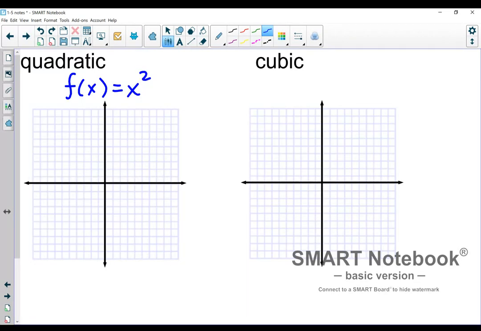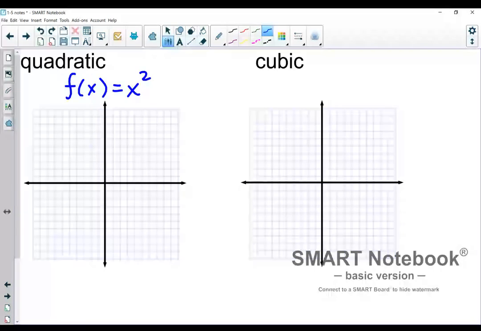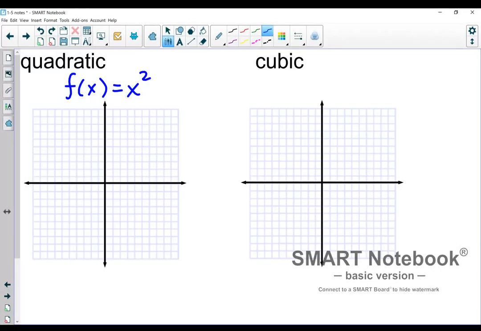So parent functions are really the most basic of each kind of function. They're mostly through the origin. If you think about f of x equals x, or a quadratic function or a cubic function, they're going to be kind of centered around the origin, and we haven't translated or moved them or stretched them or shrank them or done anything. So it's just the most basic form.